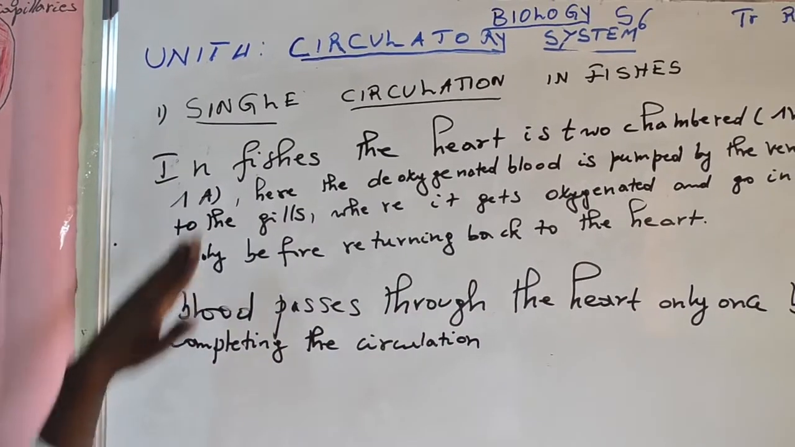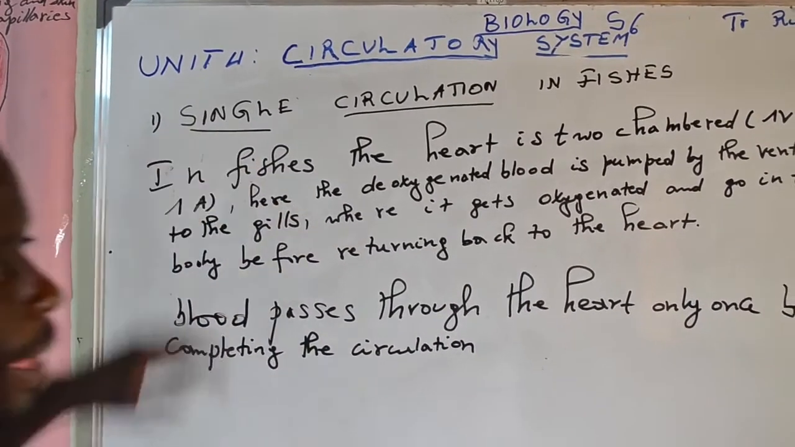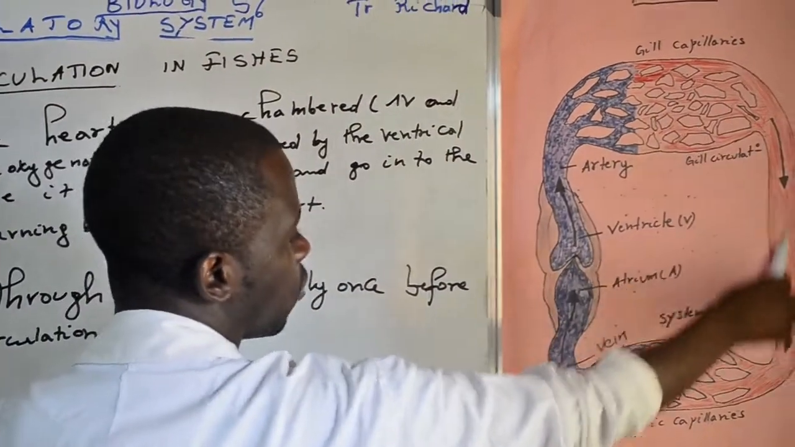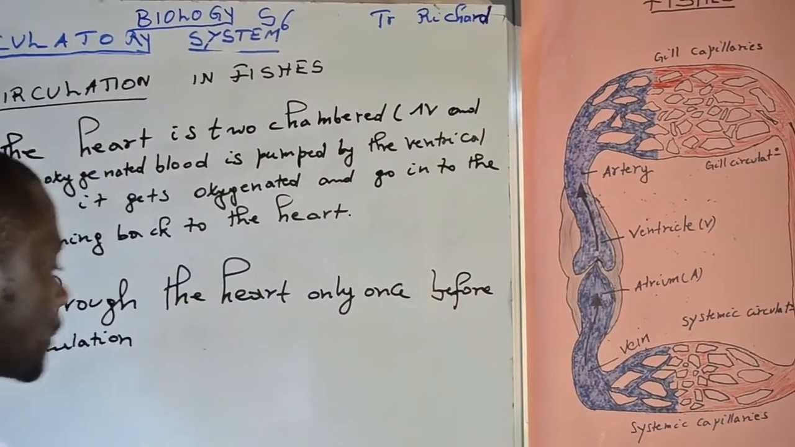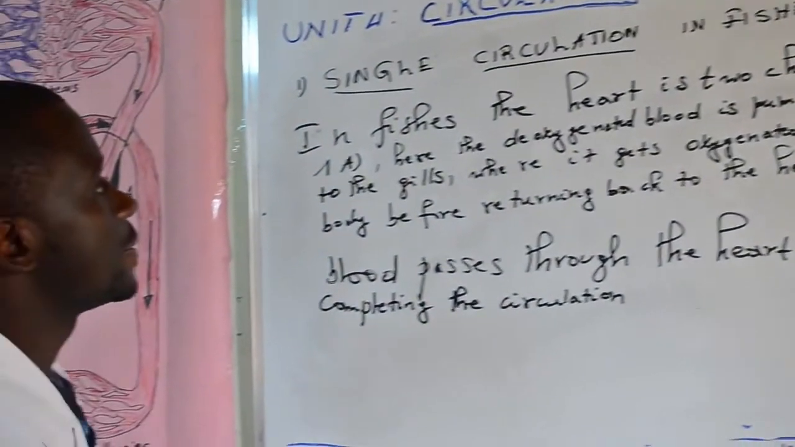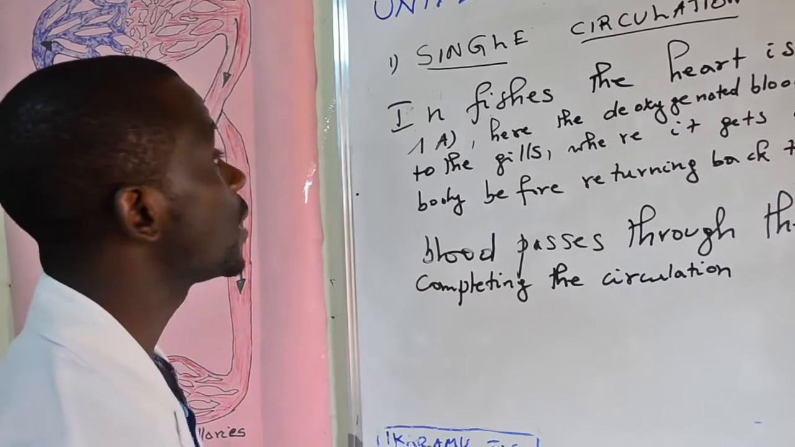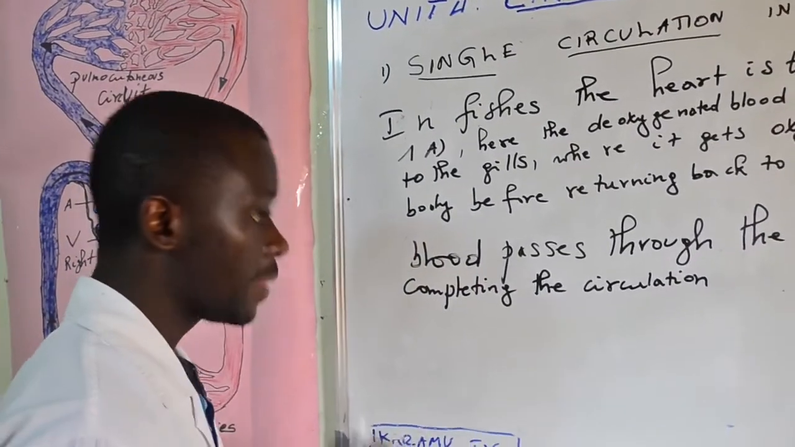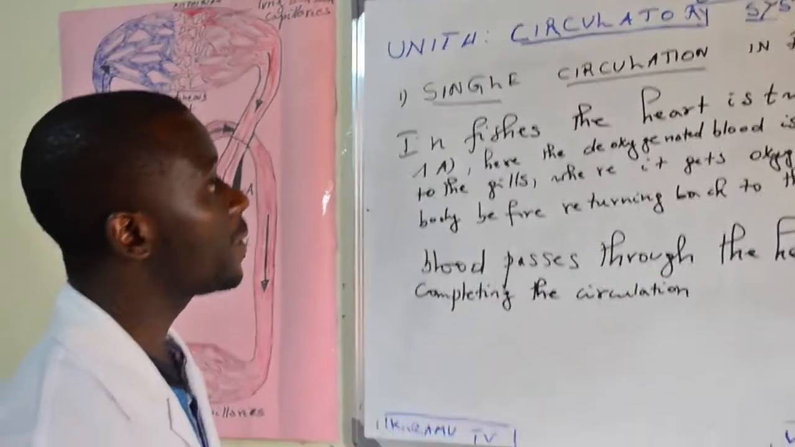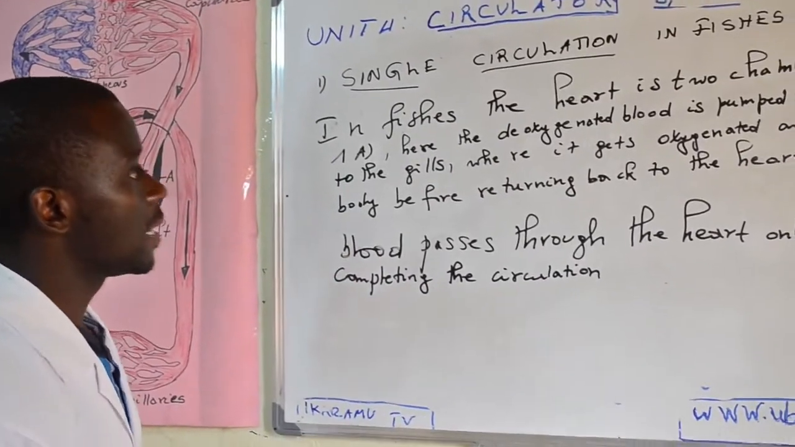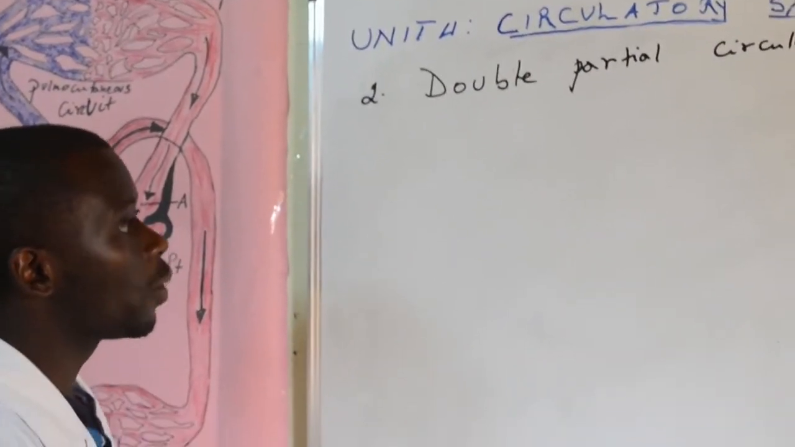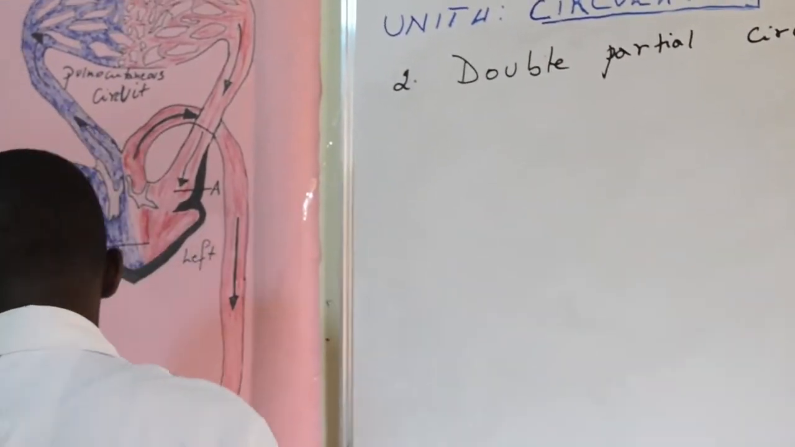So that's why it's called a single circulation, because blood will pass here only once to make a full circulation cycle. So now we can move to the second circulation type. And remember that all this that we are describing is under the closed circulation. Now, dear students, we are going to see double partial circulation.